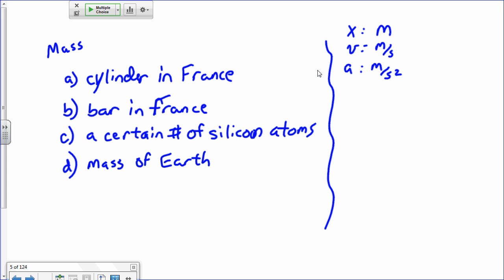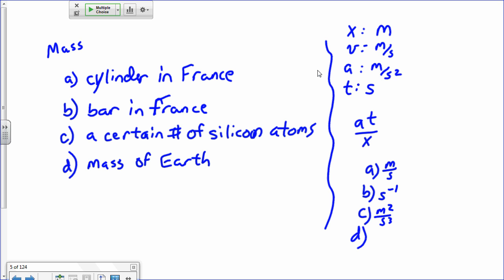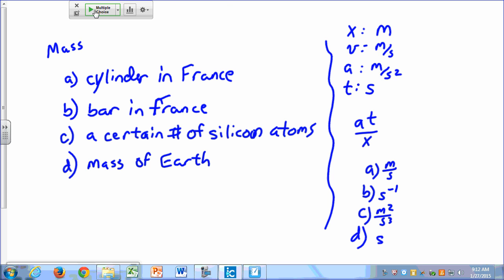Let's say the expression is, and then let's do t as well. T is in seconds. Let's say that I have a times t over x. A times t over x. What are the units of this expression? Are they meters per second? Inverse seconds, that's 1 over seconds. Meters squared per seconds cubed are just seconds. What are the proper units for that expression? A times t over x.